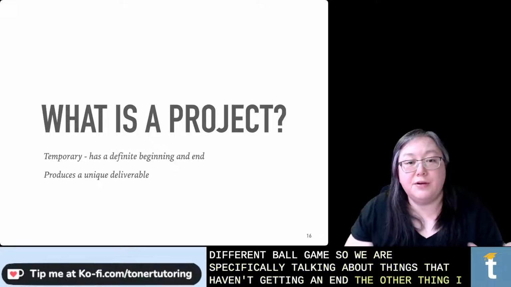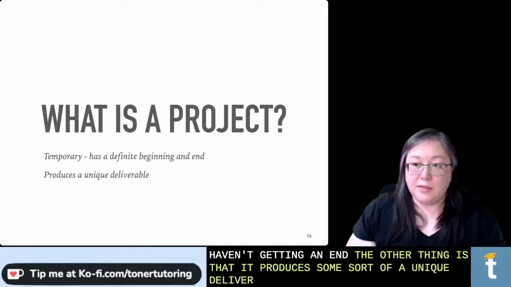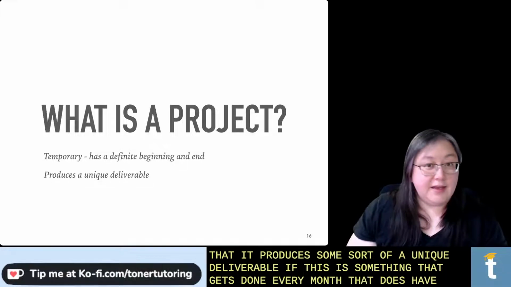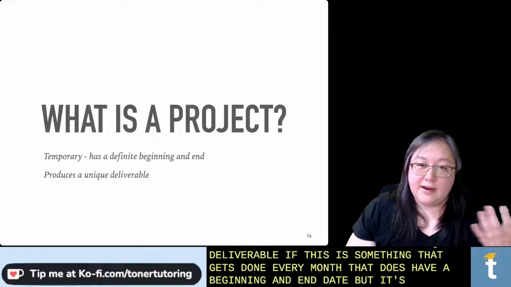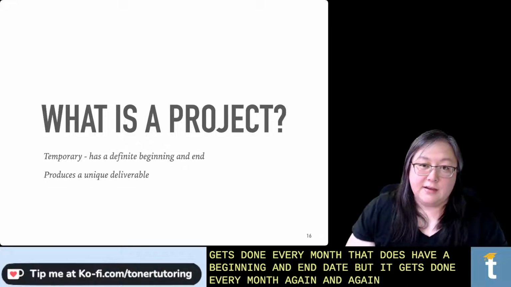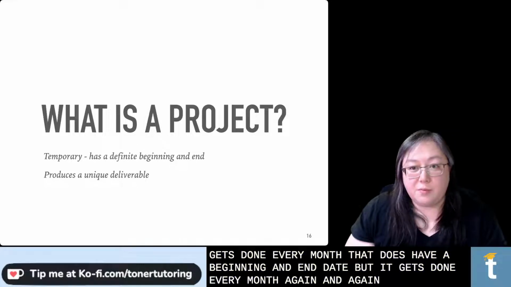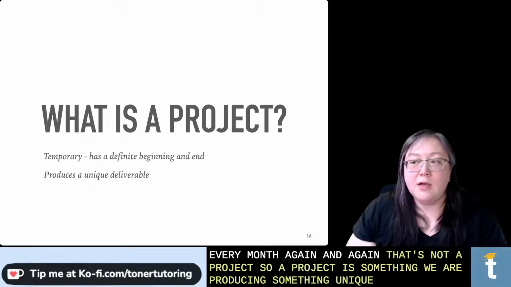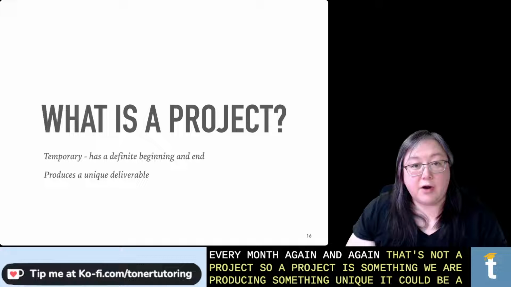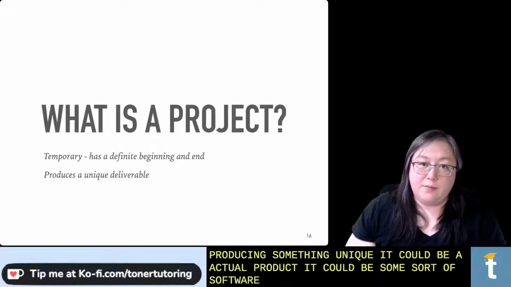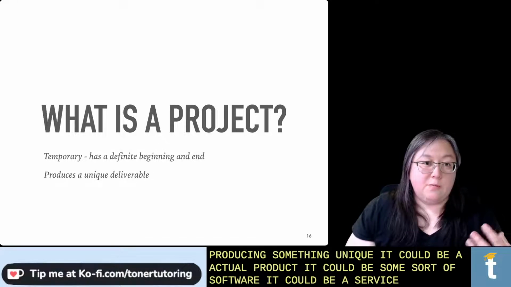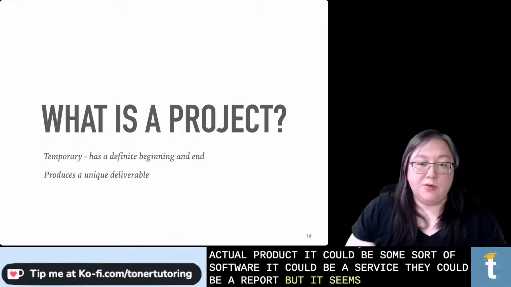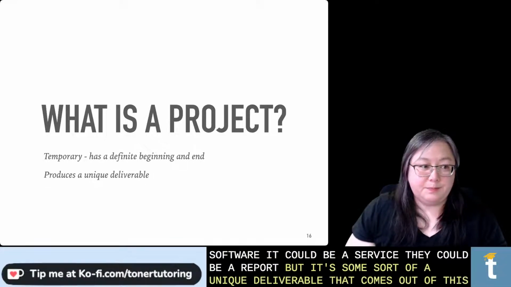The other thing is that it produces some sort of a unique deliverable. If this is something that gets done every month, that does have a beginning and end date, but it gets done every month again and again, that's still just operations. That's not a project. So a project is something where you're producing something unique. It could be an actual product. It could be some sort of software. It could be a service. It could be a report. But it's some sort of a unique deliverable that comes out of this.